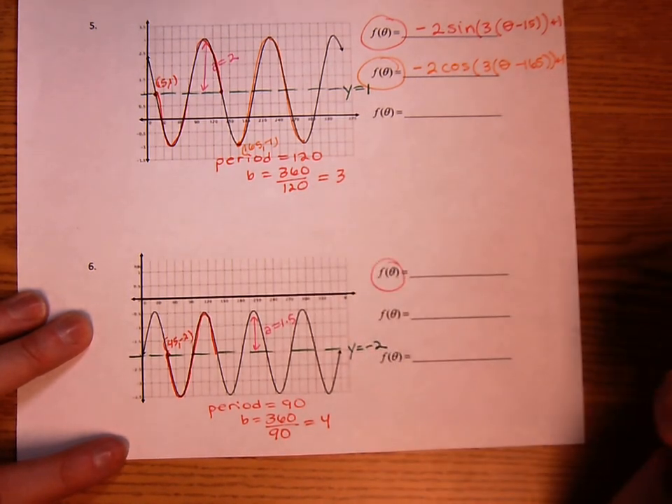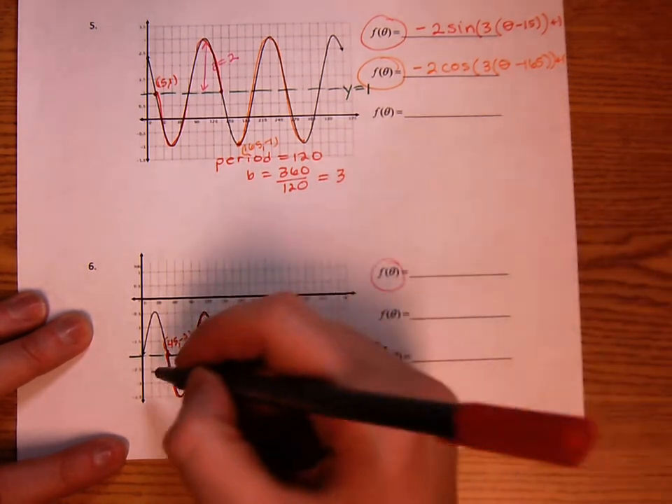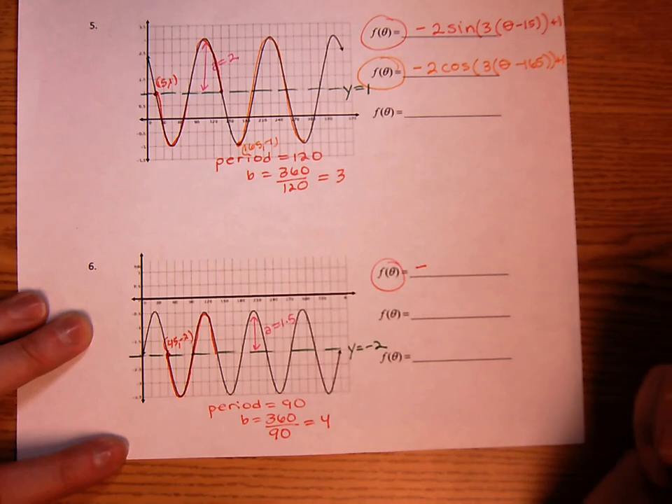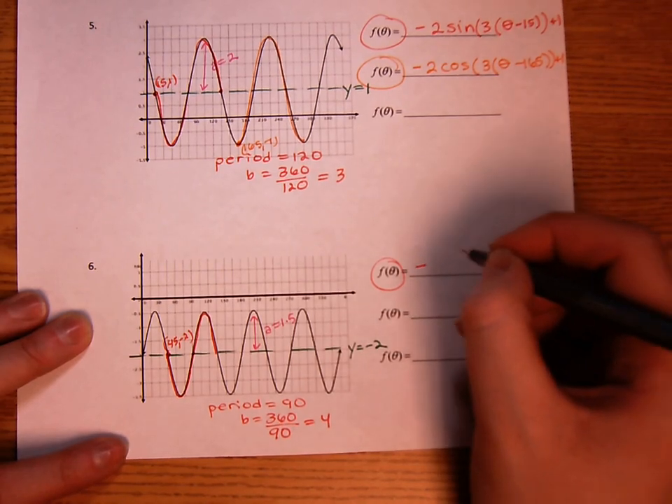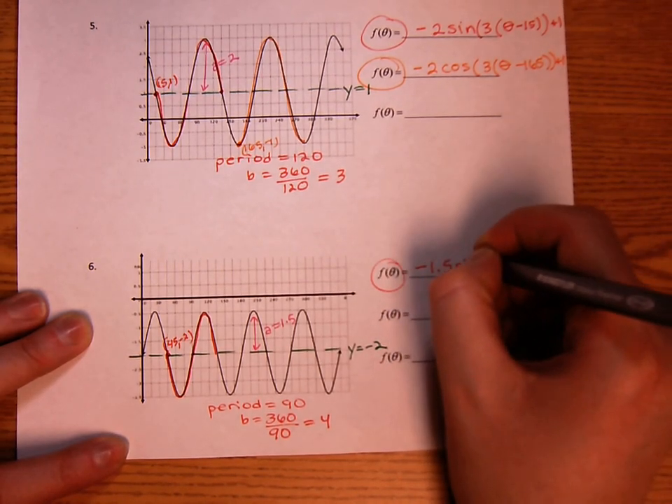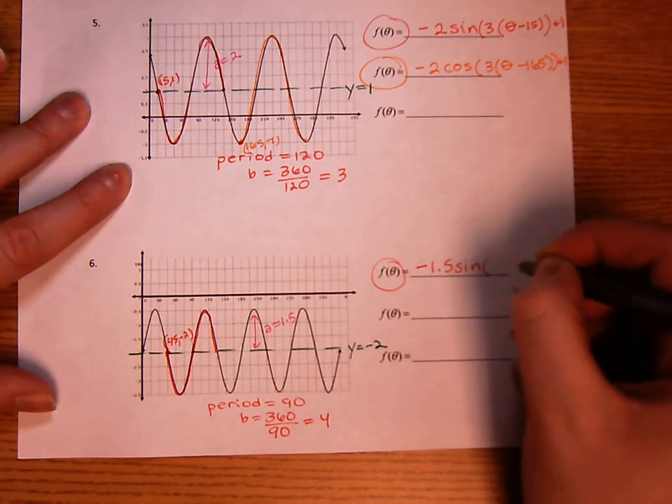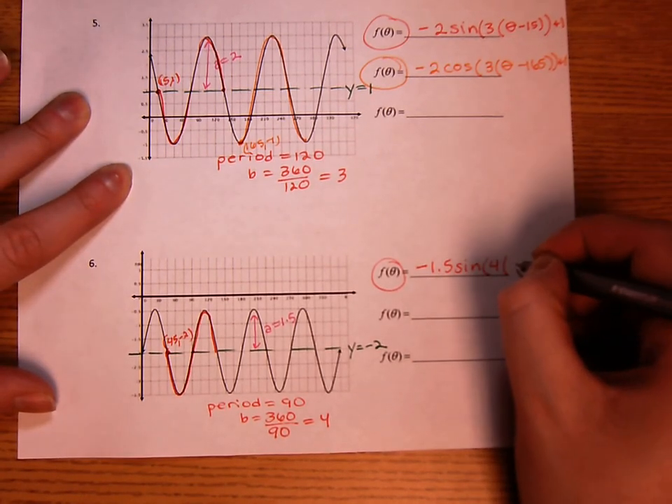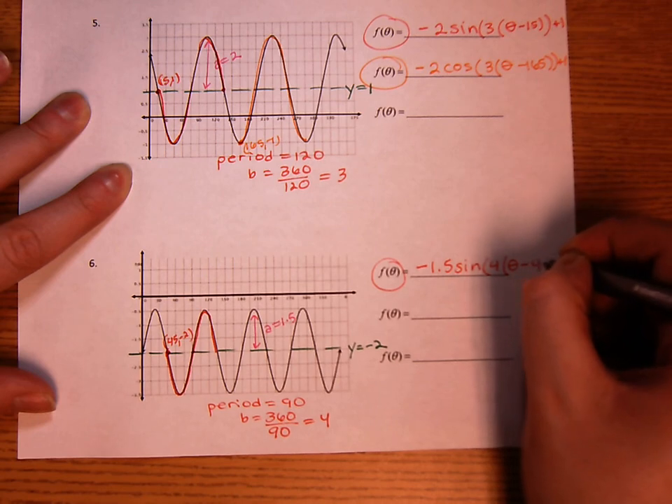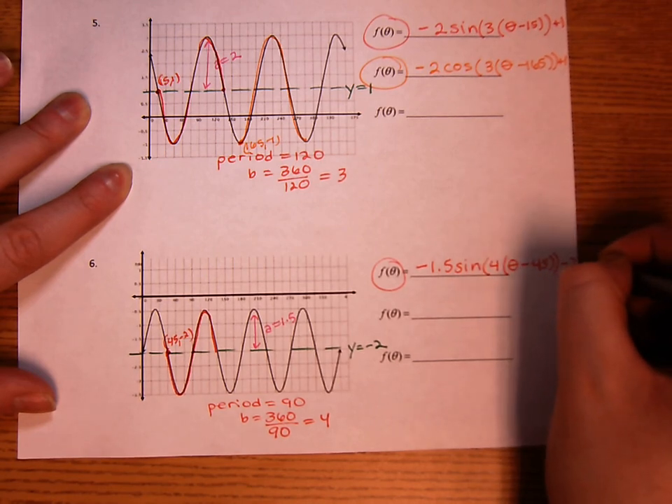So for sine, which I'll do in red here, I do need a negative in front of my A value since it's reflected. My amplitude is 1.5, so -1.5 sine of my frequency is 4 times theta minus 45 minus 2.